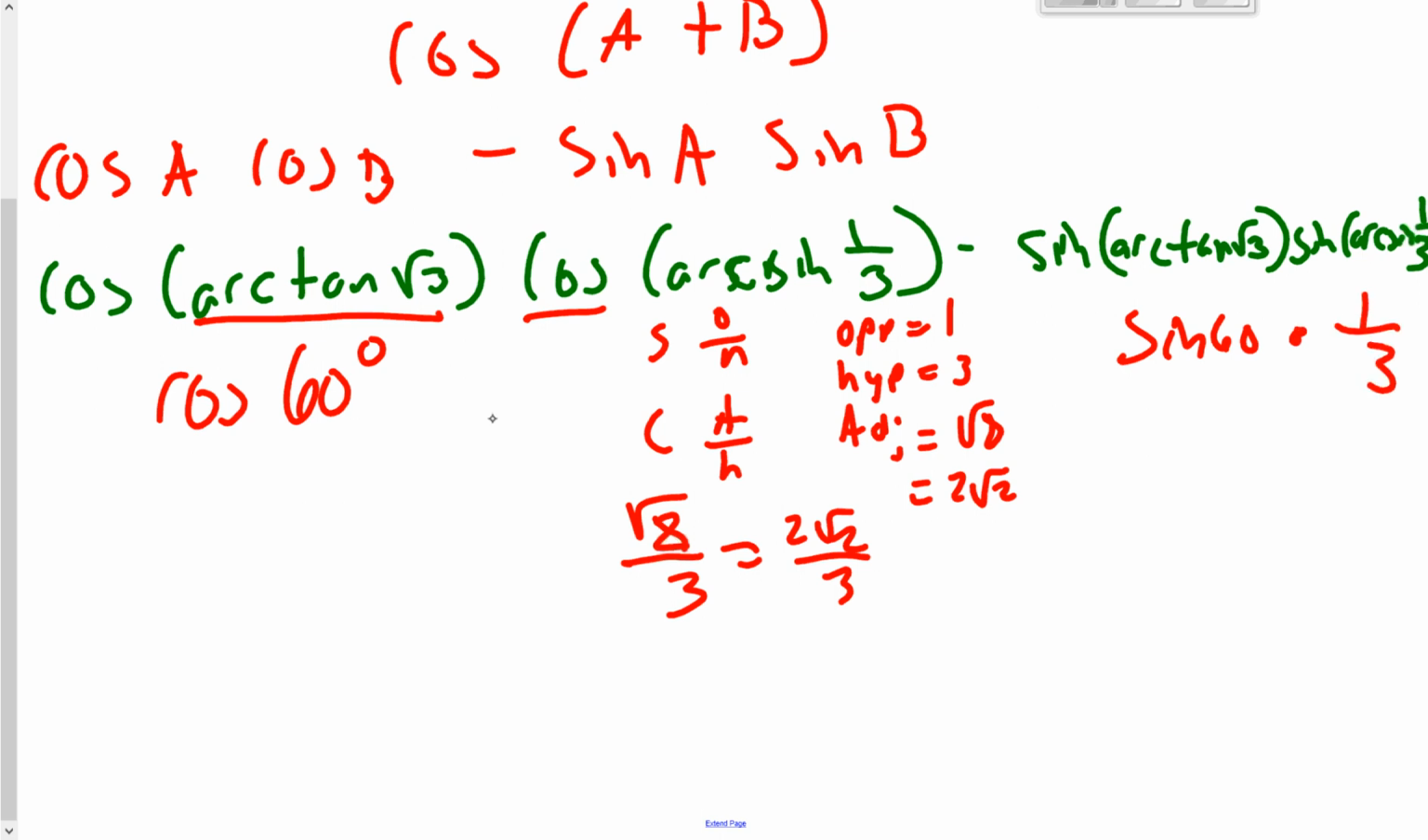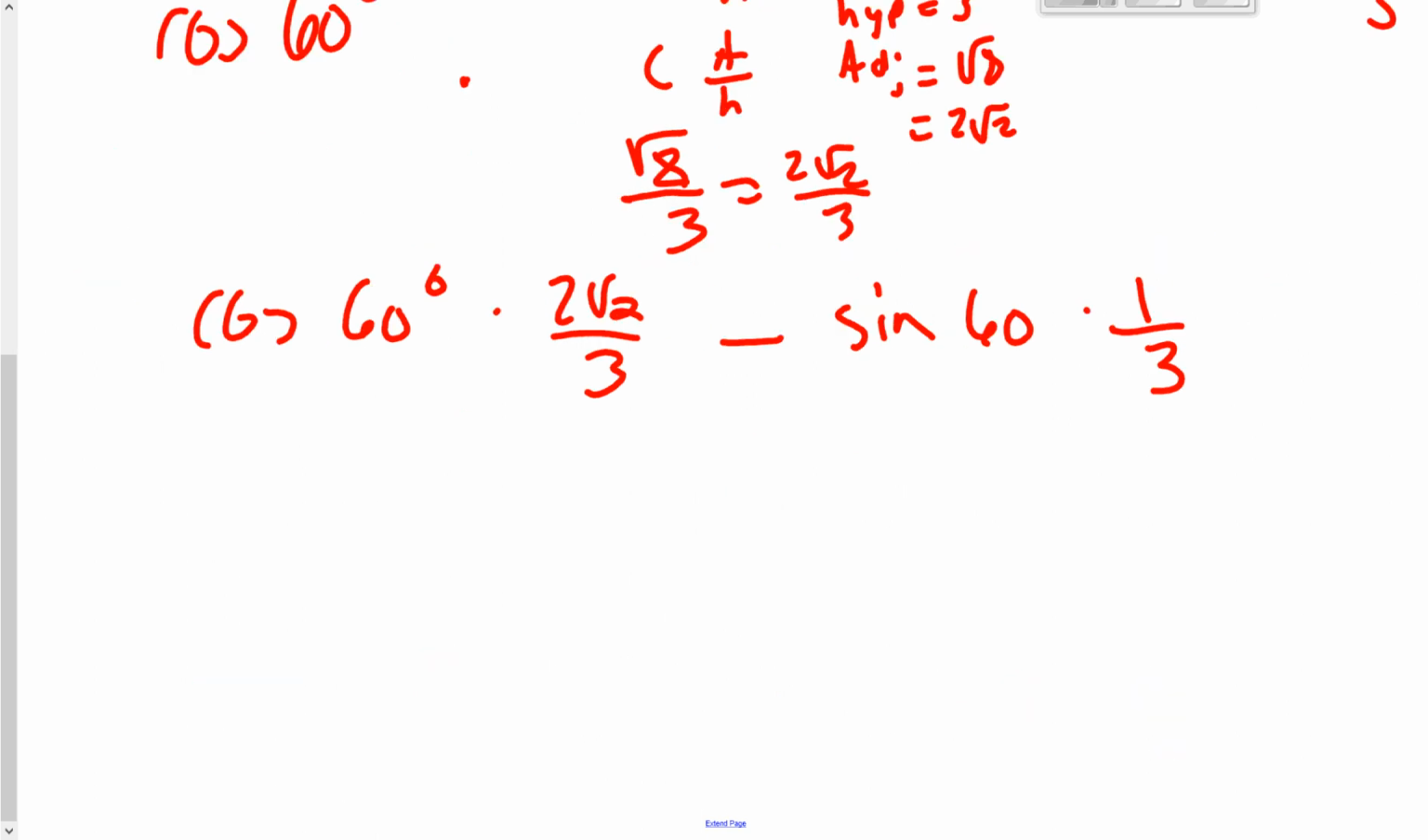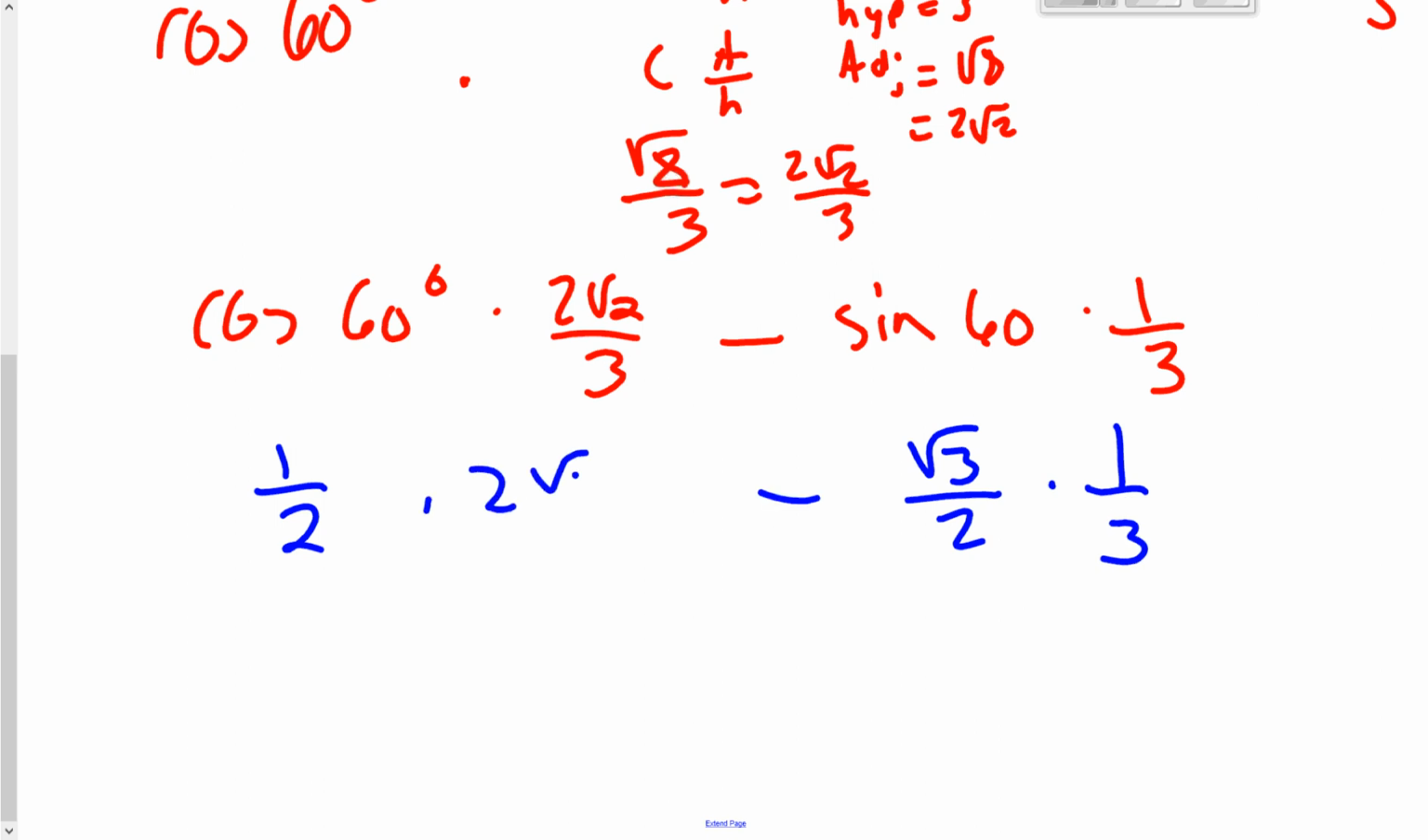Then I'm timesing these. I'm timesing this one by the 2 root 2, so cosine of 60 degrees times 2 root 2 over 3, and then minus sine of 60 times 1 over root 3. Now I don't times anything here. I got to figure out first what cosine of 60 is, which is 1/2, and sine then would be root 3 over 2.